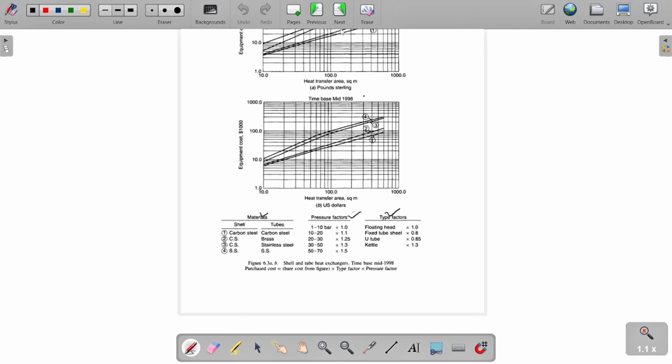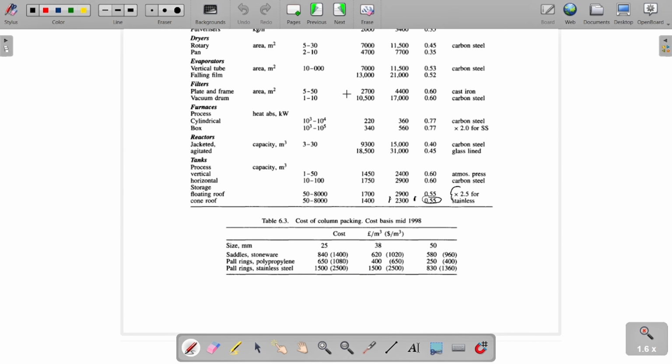For that we use these values, we use this table over here. When we have the packings, we use this. So if it's a saddle packing, this is the cost. Whether you are considering dollars, it will be $1,400 per cubic meter.